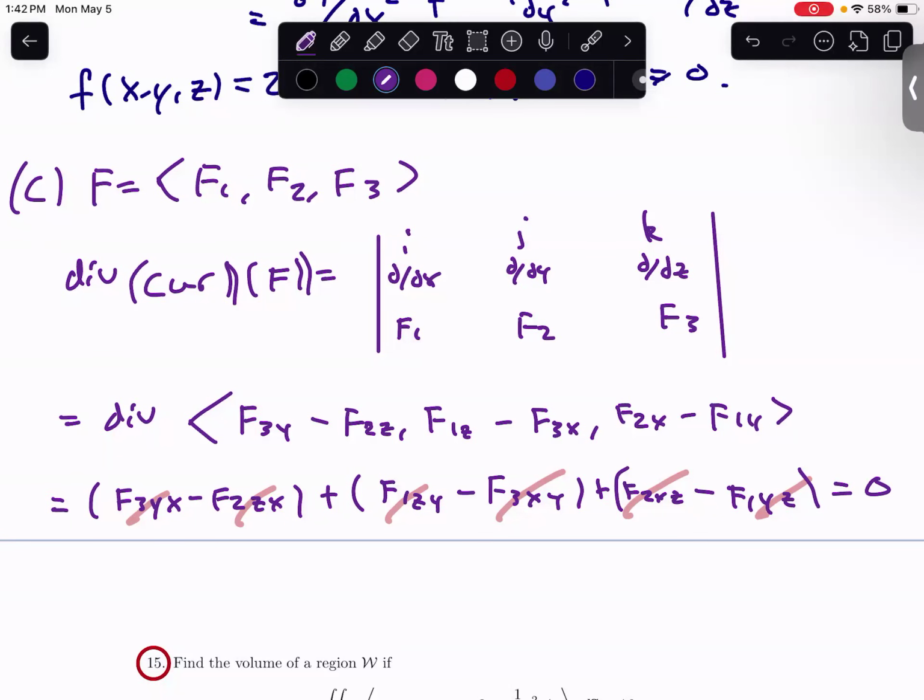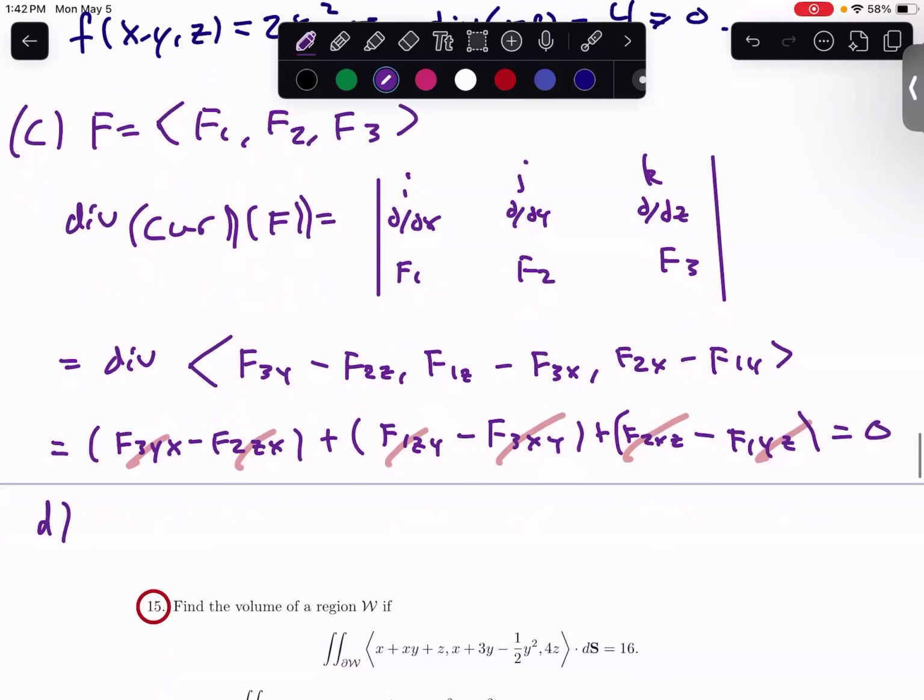Okay, and then for part D, I'm just gonna tell you that it ends up not being equal to 0 because I'm tired of doing this problem. So I'll post the solutions later. This is something you can explore on your own. This is not always equal to 0 for part D.